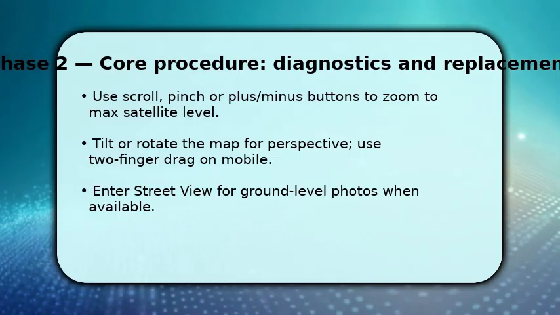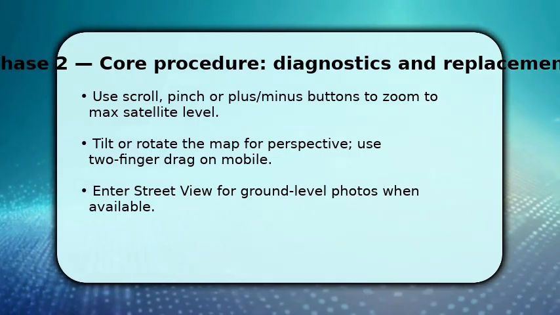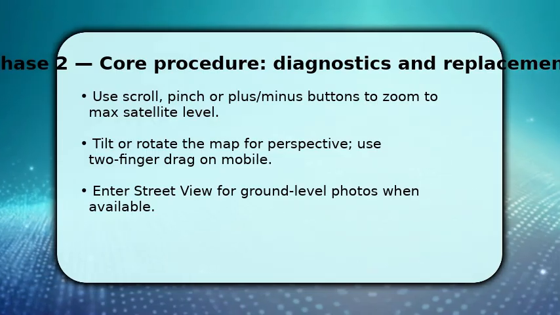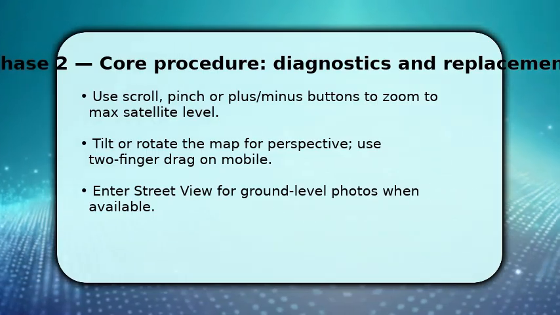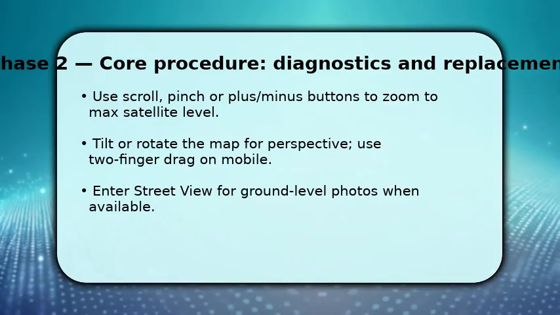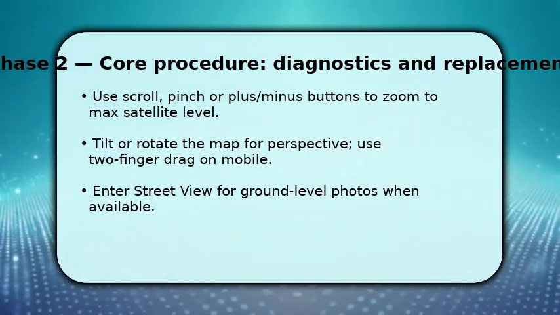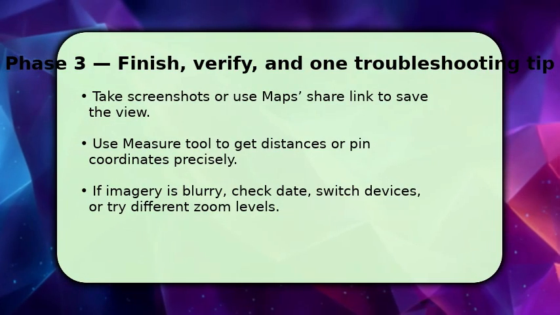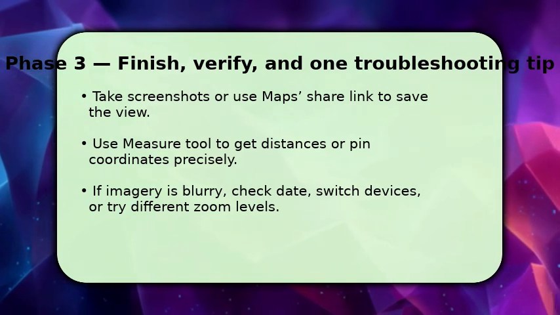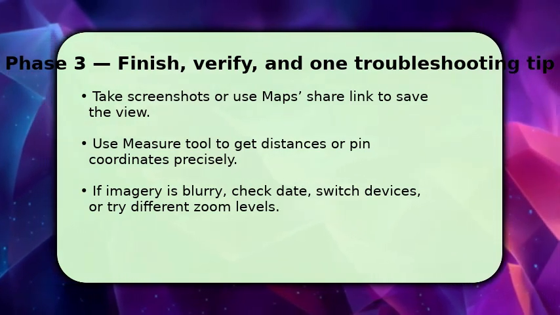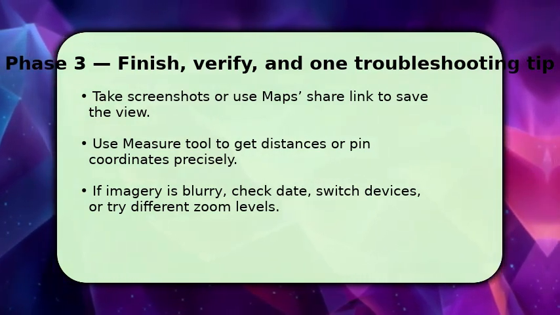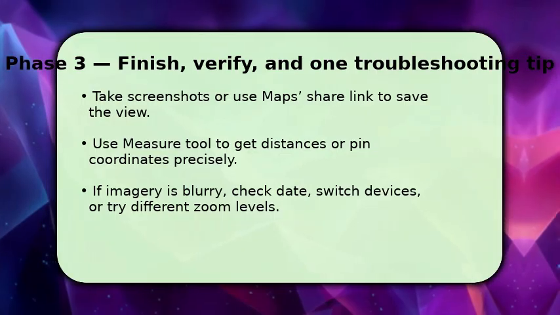When you need ground-level detail, drop the Street View pegman onto the road. It shows photos and house-level visuals that satellite alone cannot. Finish by saving or sharing the precise view. Take a screenshot or use the share function to copy coordinates and the current map state. Use the measure tool to confirm distances, property lines, or to lock a point. This gives exact meters or feet.